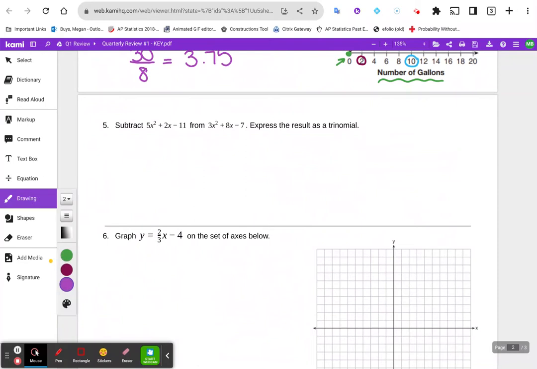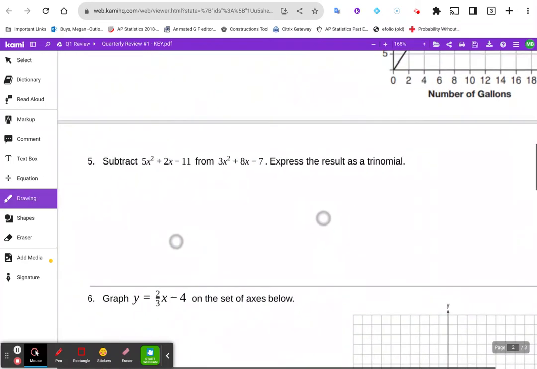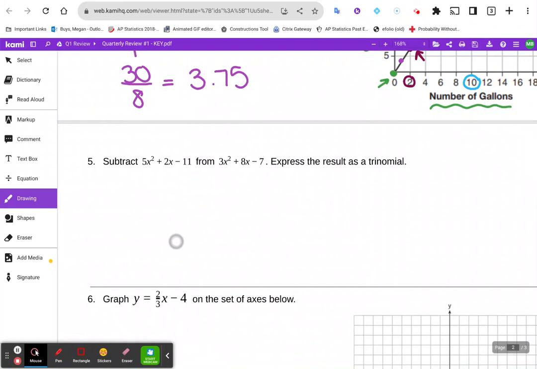Okay. Now, number 5 is similar to what we saw in number 1. However, key wording is a factor of this one. Subtract 5x squared plus 2x minus 11 from 3x squared plus 8x minus 7. Take a moment here. Think about what your key word should be. Yeah, we definitely see subtract as an important word in the trinomial, but our key word is from. This indicates that I'm subtracting the first term given from the second.